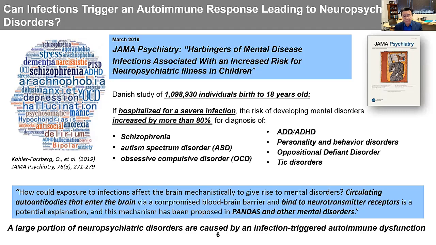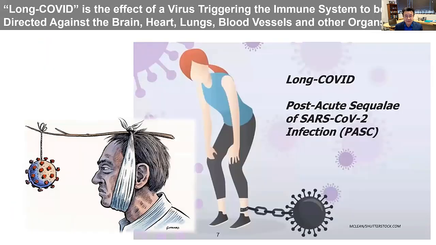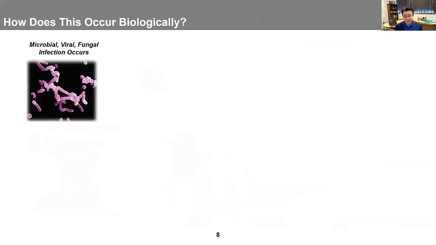So we know that a large portion of neuropsychiatric disorders can be caused by infection-triggered autoimmune dysfunction. Even COVID, or SARS-CoV-2, has shown us that there is a prolonged effect in a certain population of individuals who have experienced these infections, in which they'll see immune responses against certain organs of the body, such as the brain, the heart, the lungs, and others, which we know as long COVID, or sometimes called PASC, post-acute sequelae of SARS-CoV-2 infection. So how does this occur biologically? That's a really good question.